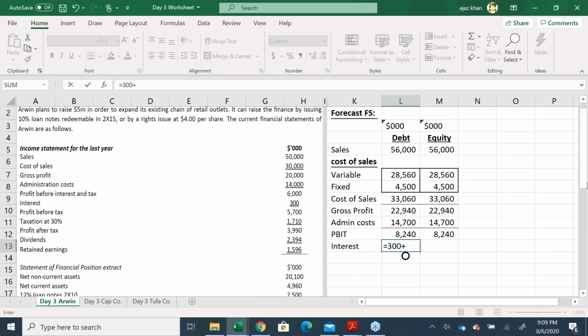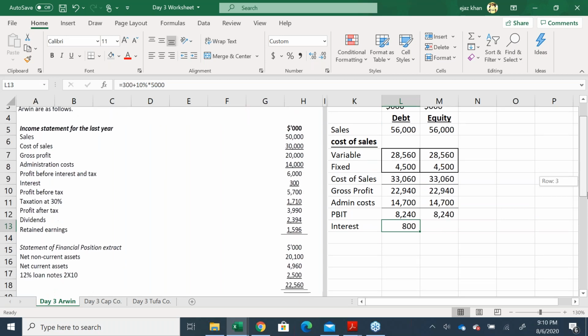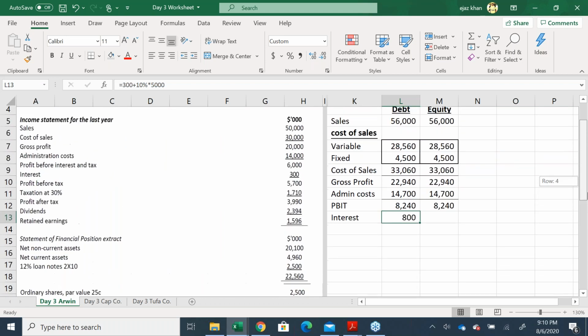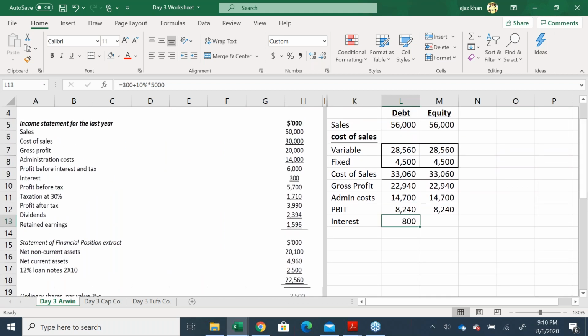Okay, so 10% of 5 million, 500. So it's going to be 800. That 12% is for the existing one, which is already there in the financial statement, right? The 12% is already in the financial statement, so we just picked it up from the financial statement.